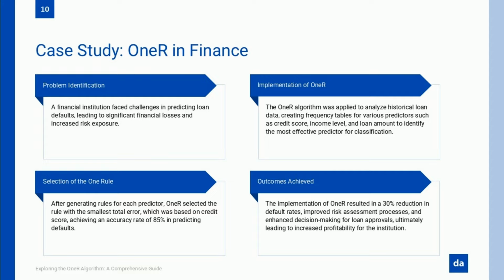While more advanced models exist, their complexity often creates barriers to real-world implementation. OneR provided a straightforward solution that was both interpretable and effective, proving that sometimes the simplest approach can yield the biggest results. With its success in finance, let's now explore how OneR is making an impact in marketing, helping businesses predict customer behavior and improve conversion rates.